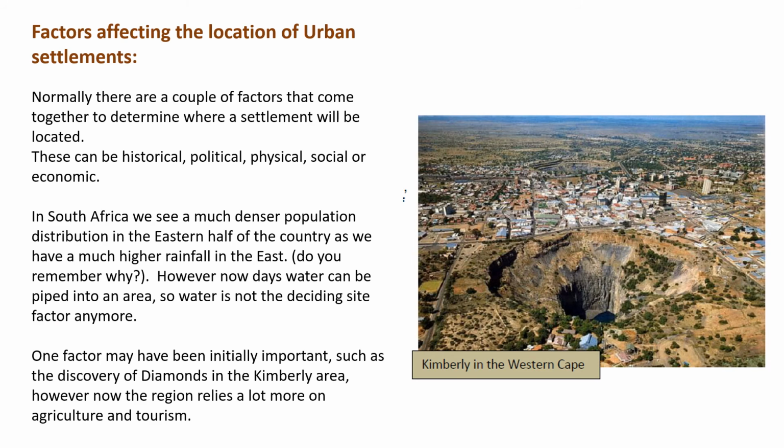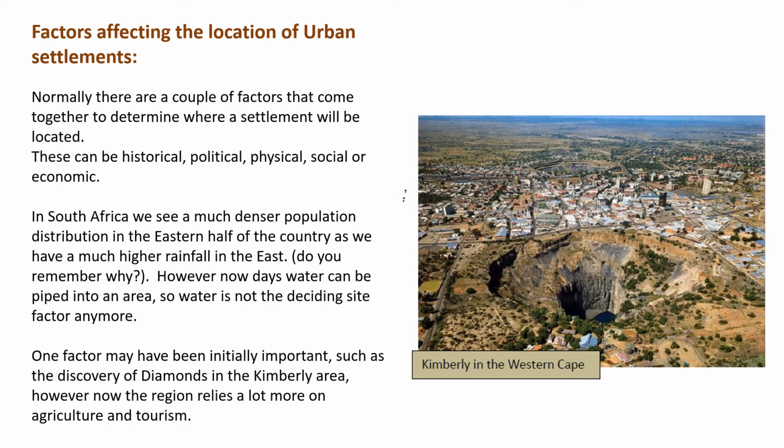So finally, the factors that affect the location of an urban settlement. You remember what we had a look at with the rural settlements was situation and site factors. Just to recap there, situation is where a settlement is in relation to something else or somewhere else, whereas site factors are specific factors that come into play about where a settlement is situated. So there definitely are normally more than one factor responsible for the location of a settlement. They could be historical, political, physical, social, economic, or a combination of these.